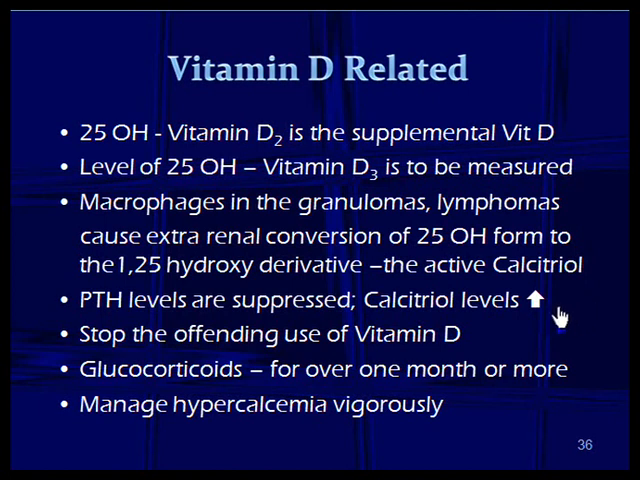It is obvious that increased levels of calcium in the blood suppress the parathyroid, and the parathyroid levels will be markedly low if we do an IPTH test. Calcitriol levels or vitamin D levels, if we measure in the serum, will be very high. Of course, the treatment will be stopping the offending use of vitamin D, either in the supplemental form or in the dietary form or the injectable form.